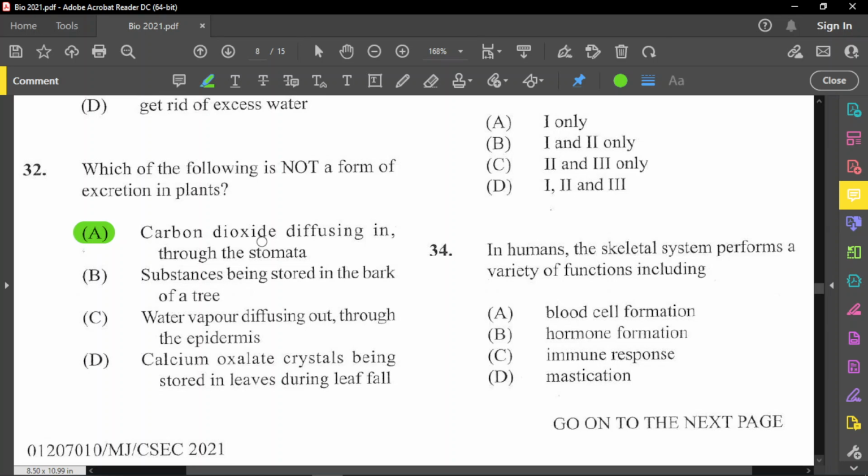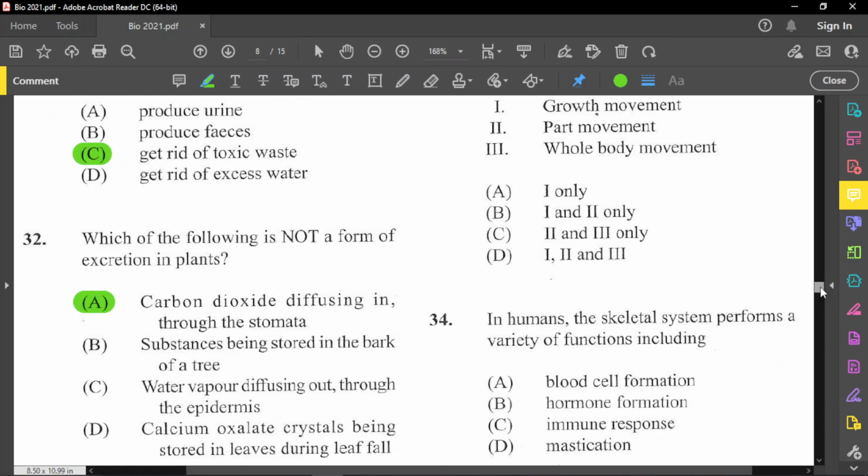Again, plants require carbon dioxide to photosynthesize. All right, so if you look at the other options, you realize that they are, as a matter of fact, I should say, they are examples of excretion. Substances being stored in bark of trees, and trees shed their bark at times with those waste substances. Water vapor diffusing out of the plant definitely is a form of excretion. Calcium oxalate crystals being stored in leaves during leaf fall, so they will fall off. The leaves will fall and remove those wastes as well. Yeah, so definitely A. All right, let's go to question number 33.